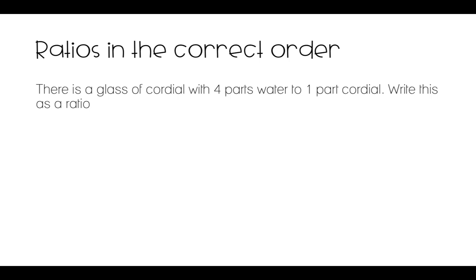The final step when comparing amounts or quantities is that we put them in the correct order. With a glass of cordial, we have 4 parts of water to 1 part of cordial. So we write this as a ratio: 4 parts of water to 1 part of cordial. We talked about the water first, so that's the first part of our ratio, compared to our second part, which is the cordial. So we say that we have a ratio of 4 to 1.